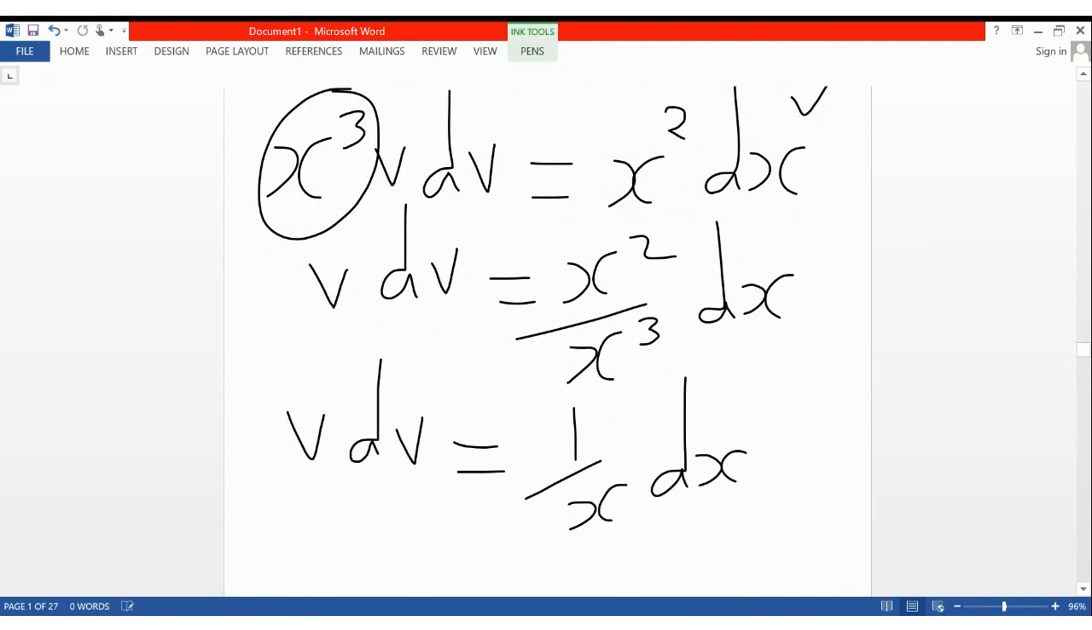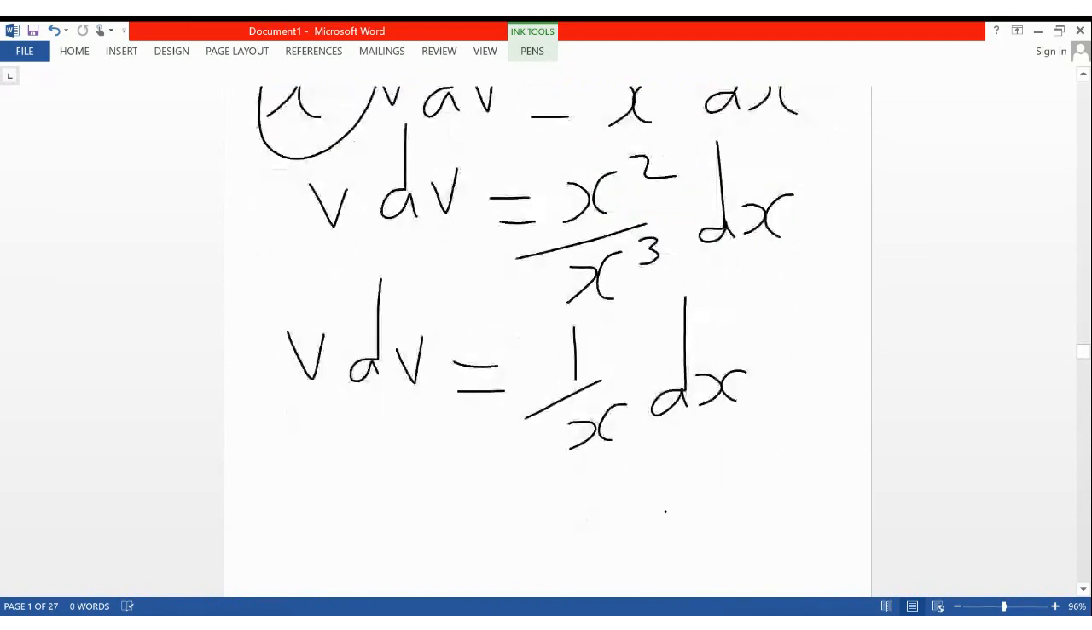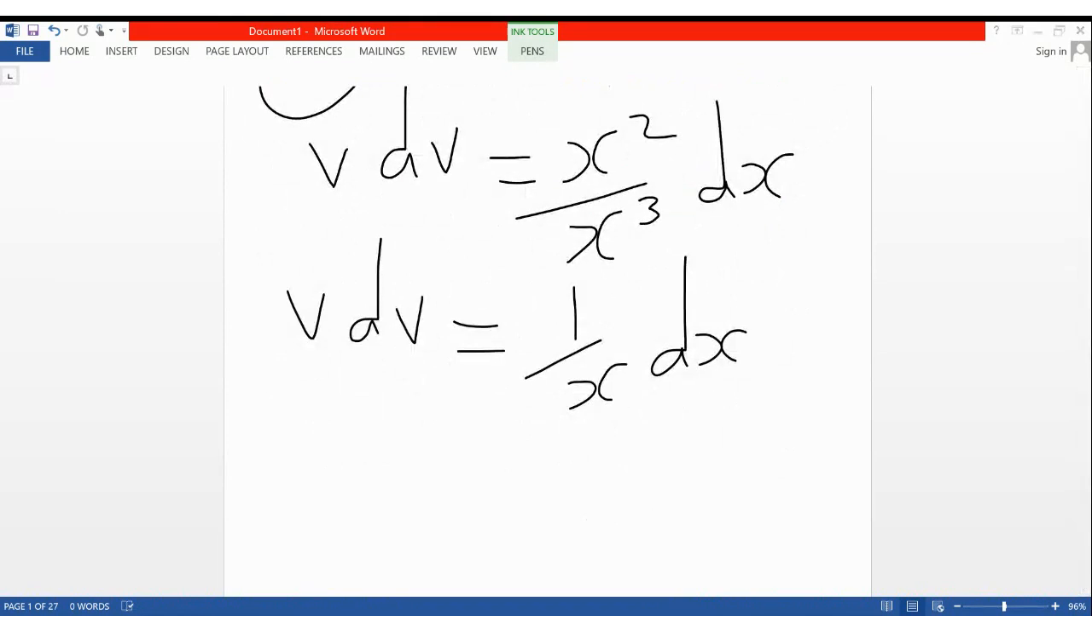When you integrate v, what do you get? Someone try. Now we integrate both sides. When you integrate v, what do you think you'll get? v? Mwalimu, I have a question. Yes. Ask.